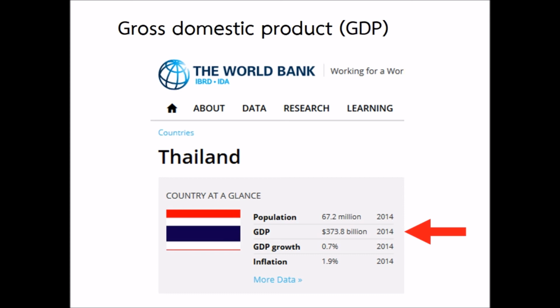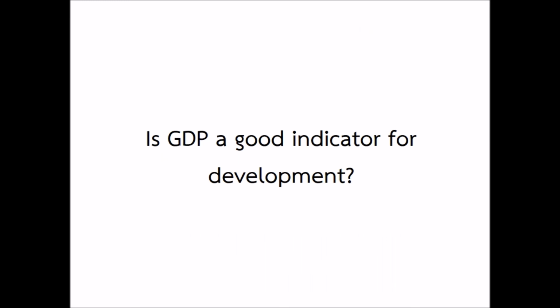The GDP of Thailand in the year 2014 was $373.8 billion. So that means that in the year 2014, Thailand produced goods and services with a total value of $373.8 billion. So that's a very large number. So you can see that Thailand is a country that produces a lot of goods and services. Now, a very important question, of course, is whether or not GDP is a good indicator for development.